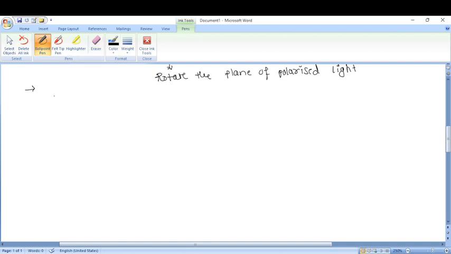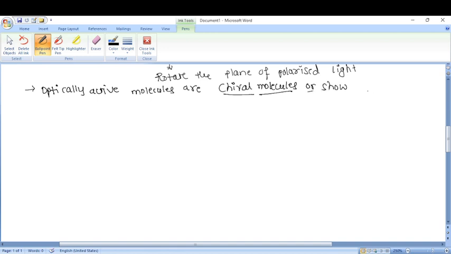Optically active molecules are chiral molecules. All the optically active molecules are called chiral molecules, or they show chirality. Now, what do you mean by this chirality or chiral molecule? We'll see chiral molecules first.